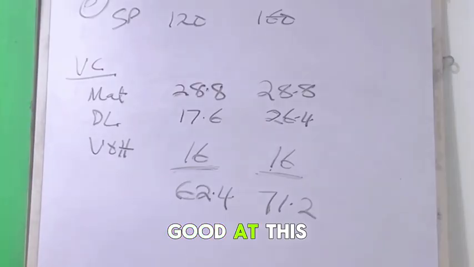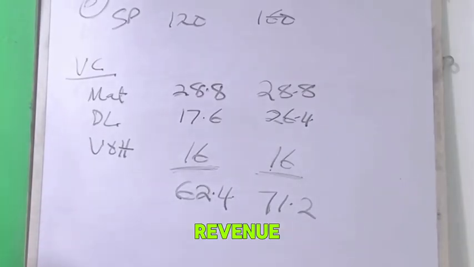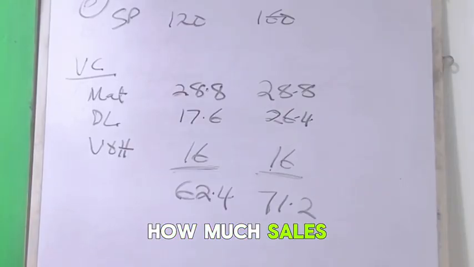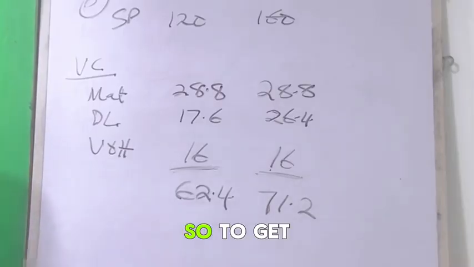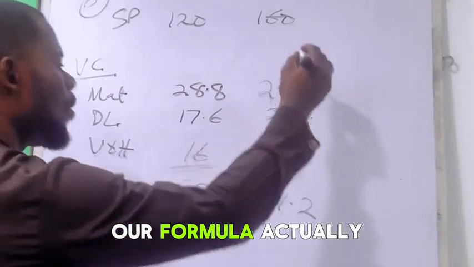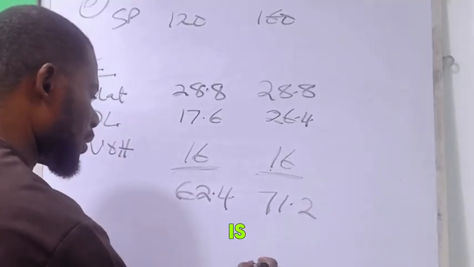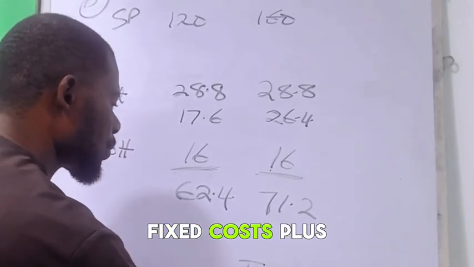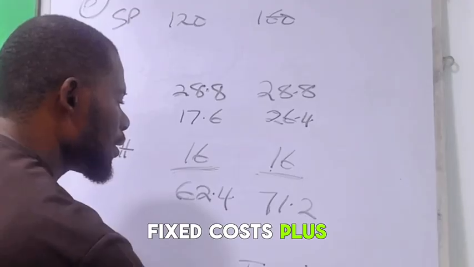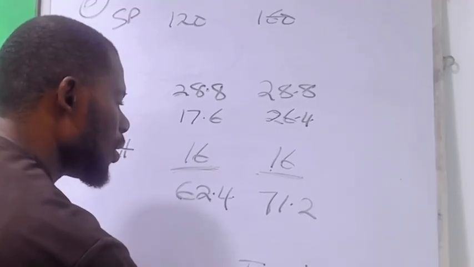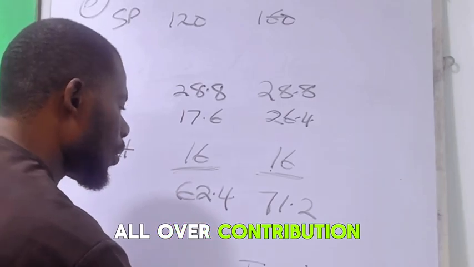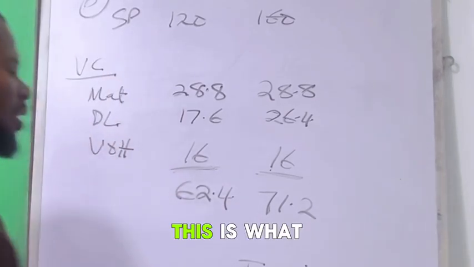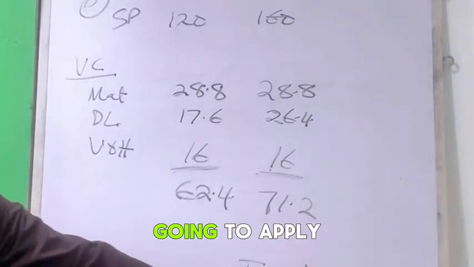Good. At this point, let's ask ourselves, what are we looking for? We're looking for revenue. We're looking for break even. We're looking for how much sales revenue must be made. So to get this, and there's also target profit, our formula actually is: total fixed costs plus target profit all over contribution margin ratio. This is what we are looking for. This is the formula we are going to apply.